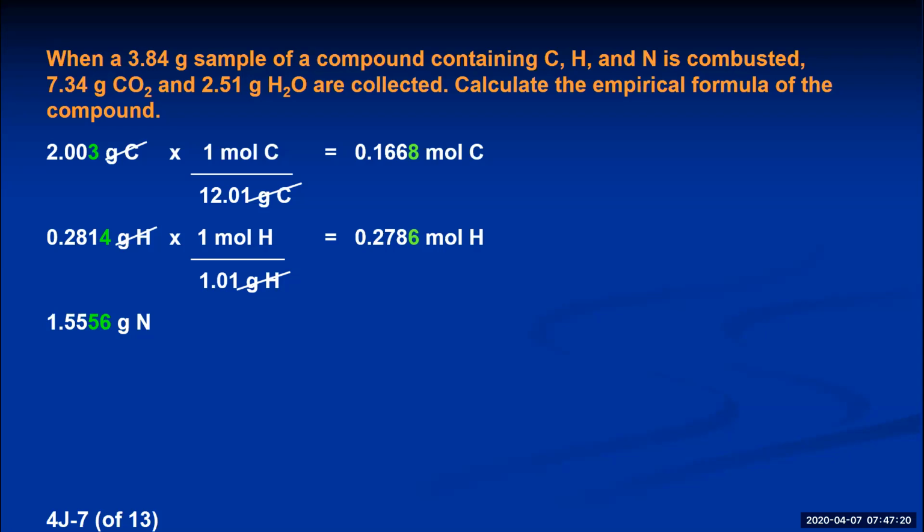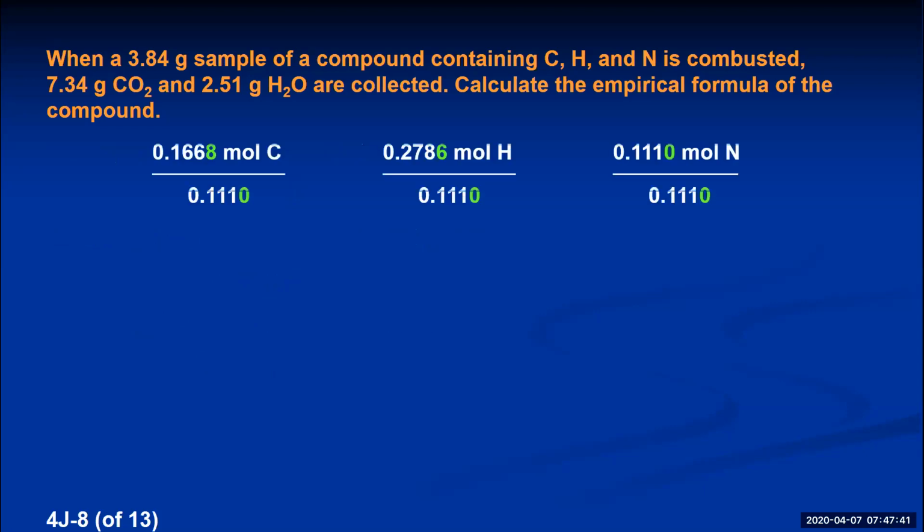And then using nitrogen's molar mass, we can determine that this sample contains 0.1110 moles of nitrogen. So once you have the moles of all 3 elements, we divide them all by the smallest number and see what the simplest ratio is. And 0.1110 is the smallest of the 3 numbers. So if I rewrite the numbers again and now divide them all by 0.111, I'm going to get a simple ratio for at least one of them.